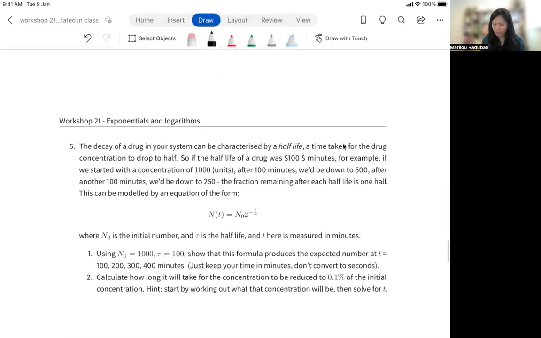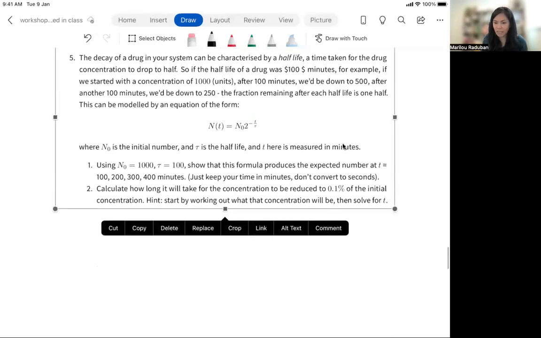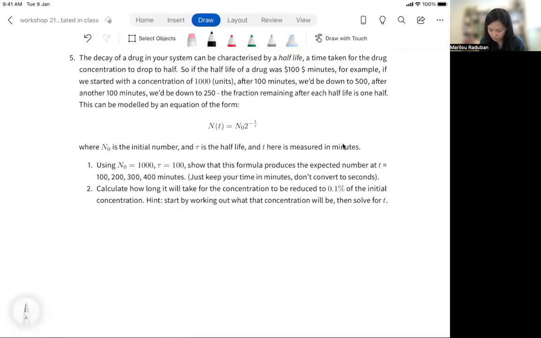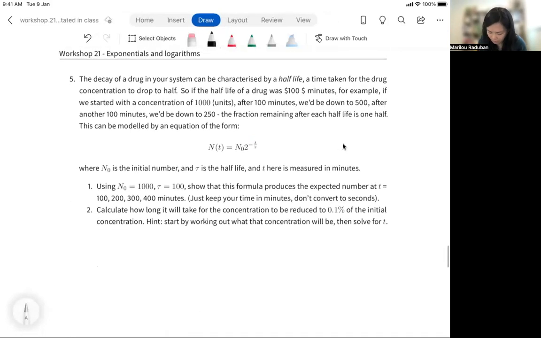Right, and then for the last question here. The decay of a drug in a system is characterized by a half-life. Half-life is the time it takes for the drug concentration to drop to half. The half-life is 100 minutes. So just disregard these dollar signs here.